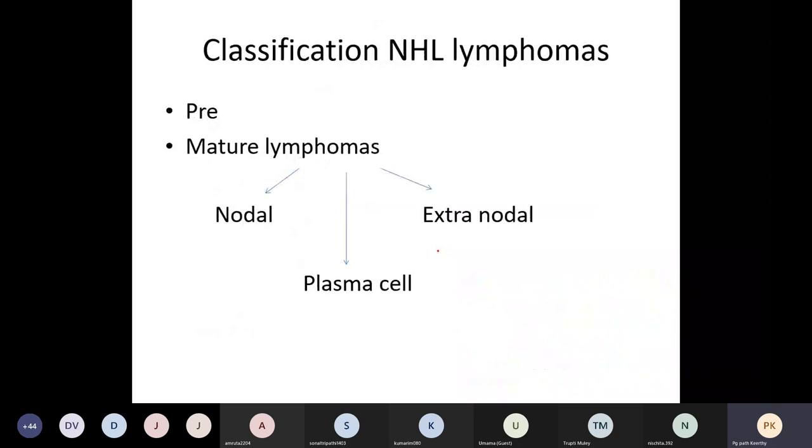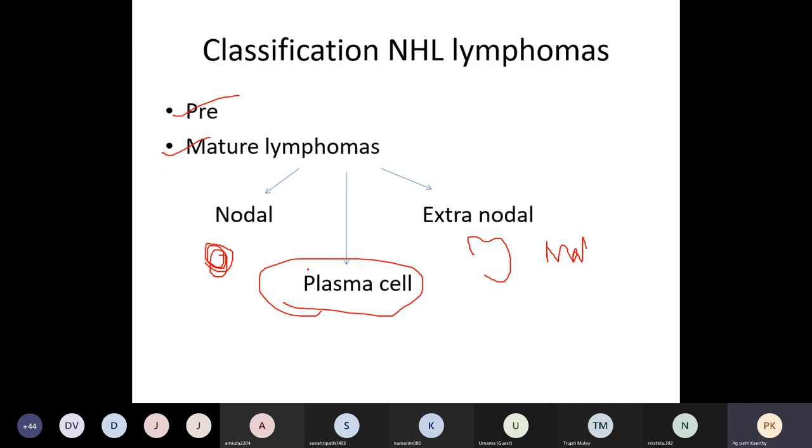Now coming to classification. We have different classifications, and the one we follow is WHO. I told you why we need classification. They are classified as pre and mature. Mature is again based on the involvement: whether they involve the lymph node or are extranodal, that is spleen or MALTomas, and then plasma cells. So pre, mature, and mature again into nodal, extranodal and plasma.